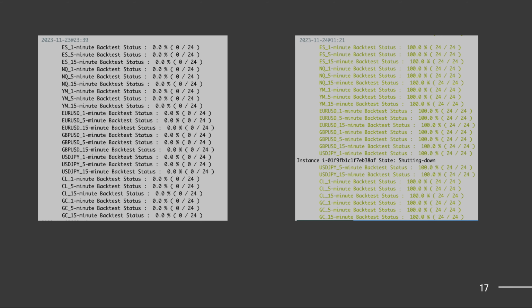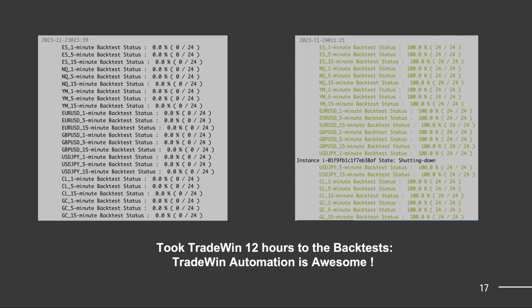And this took me exactly 12 hours. This took Amazon 12 hours to perform the backtests. So again, we tested nearly 600 strategies for 15 years in 12 hours. Okay, this is completely mind-blowing, and this is the power TradeWin gives you. And as I say, trading automation is awesome.